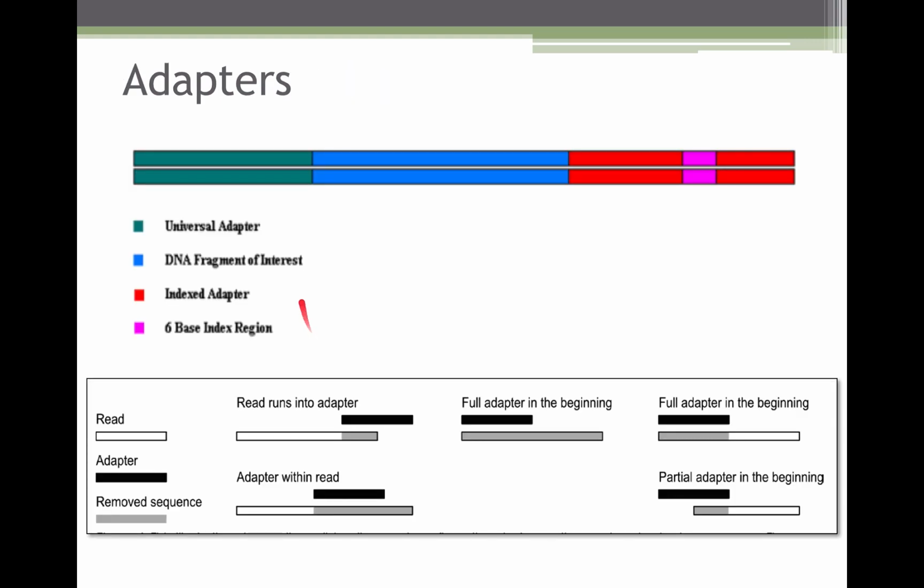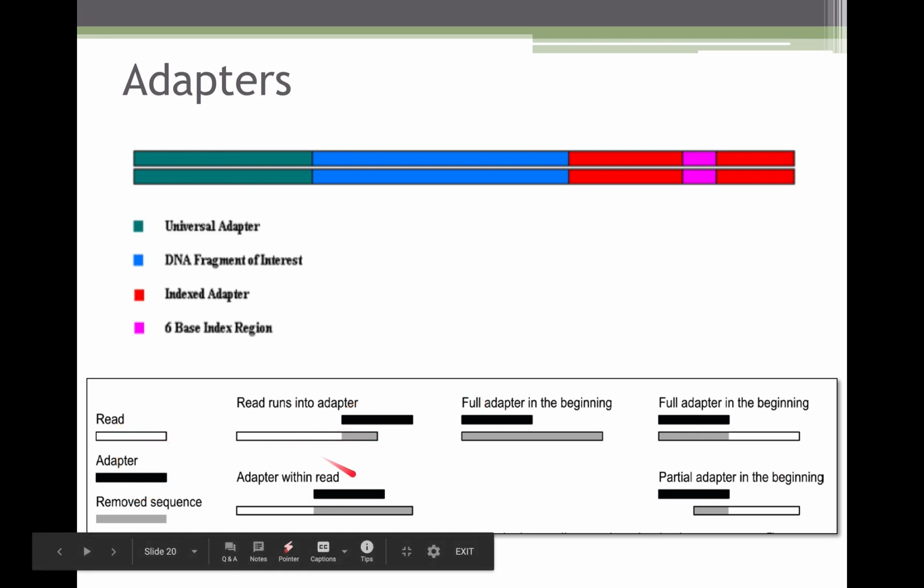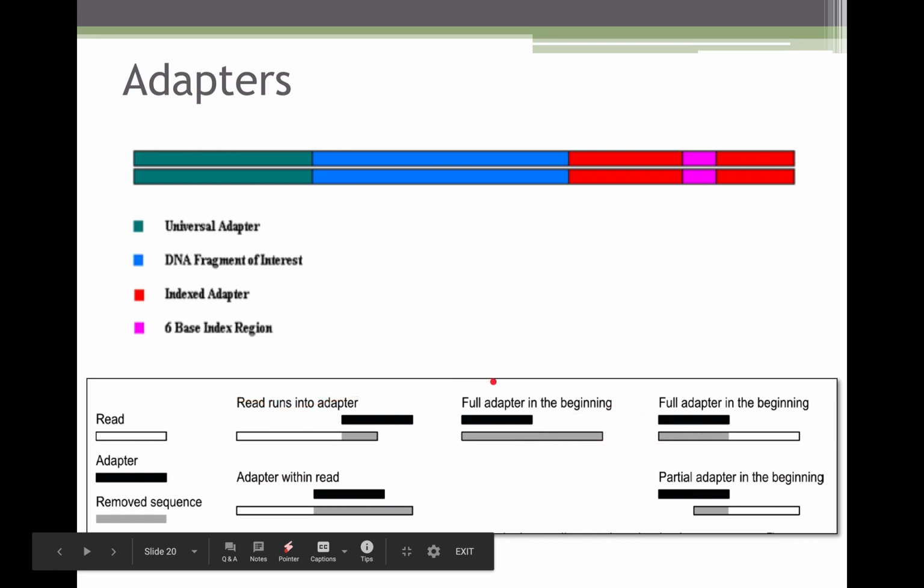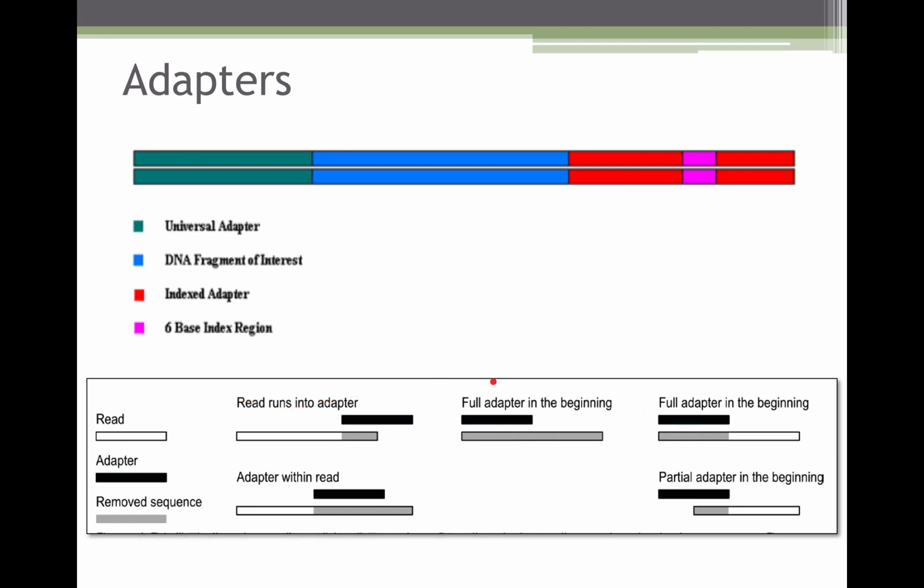When I say adapter contamination, the adapter can be partially embedded into your read or completely within the read. So all these different kinds of combinations are possible, and a particular adapter finder will look for all these possibilities and remove adapters from your actual sequence read.